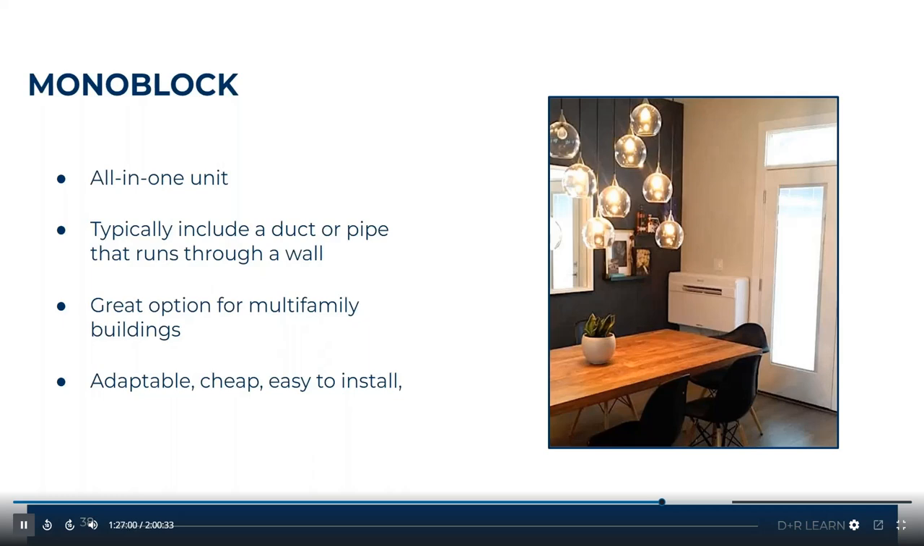The monoblocks are great options for multifamily buildings or buildings that have several separate zones with individual heating and cooling needs. And typically you'll find these monoblock systems installed on the wall, the ceiling, or the floor, and requires ventilation to the outside of the building. So where this system is sitting right now, it is venting directly outside of this door, and that is how this system is able to stay in operation.